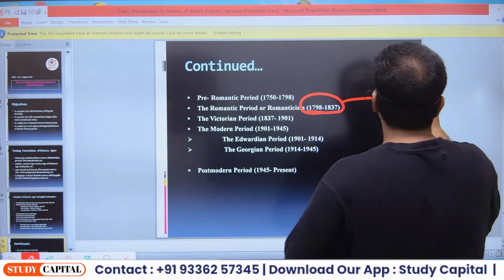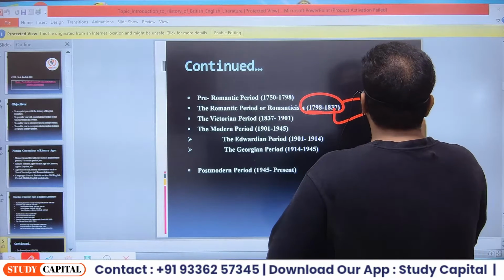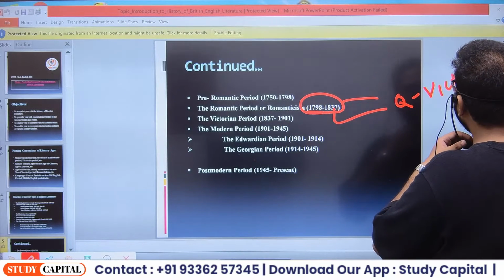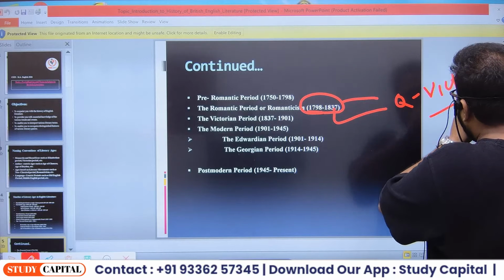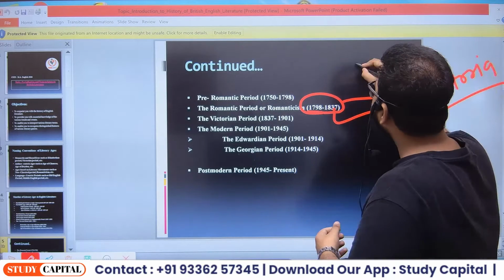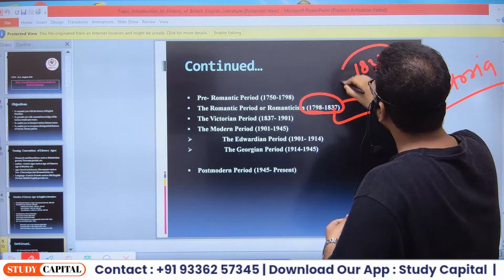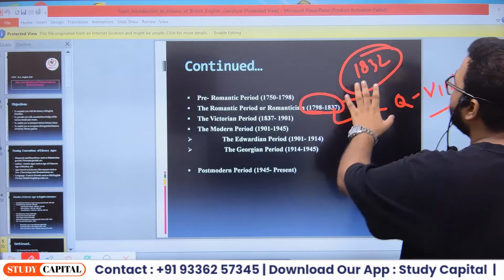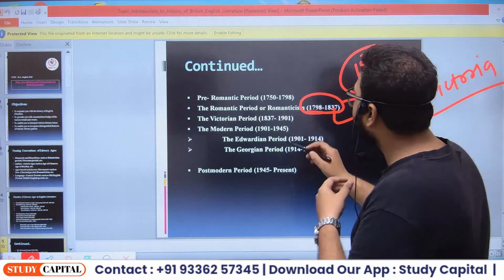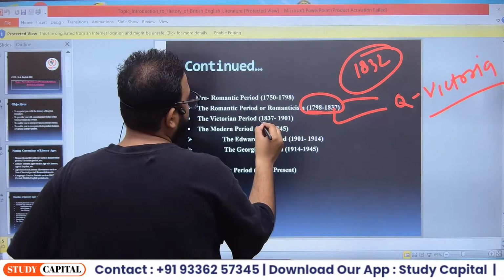37 में क्वीन विक्टोरिया will become Queen of England. कुछ मेजर बुक्स में 1832 भी लिखा रहता है क्योंकि एक बहुत इंपॉर्टेंट एक्ट वहां पे आया था, पर वो नहीं है, ये याद रखना है. इसीलिए बहुत क्वेश्चन बनते हैं कि विक्टोरियन पीरियड कहां से स्टार्ट होता है.